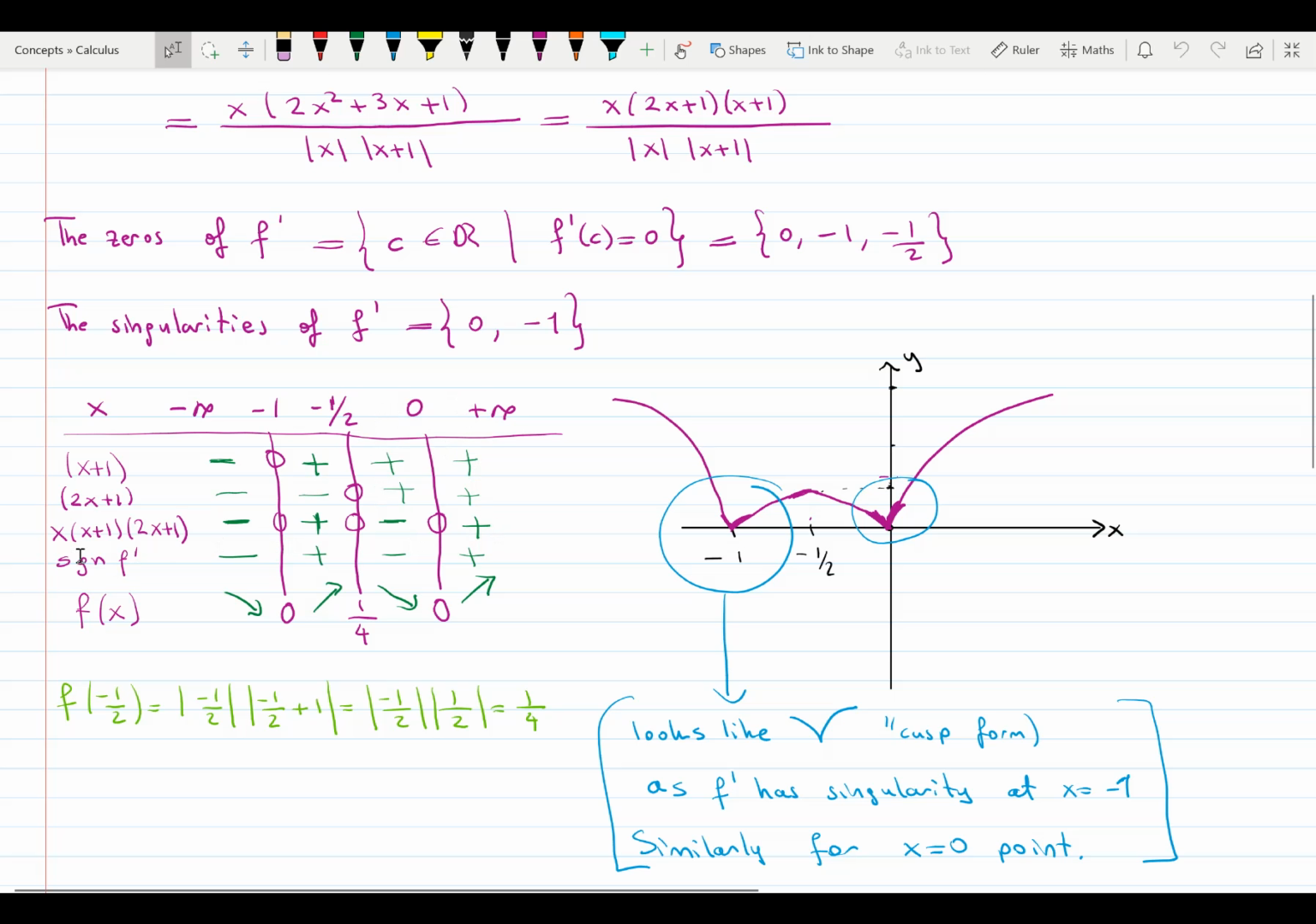So the sign of f prime is determined by this polynomial, because the denominator has absolute values, so it is always positive.